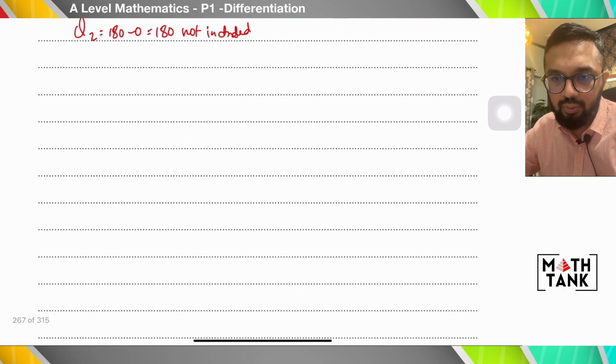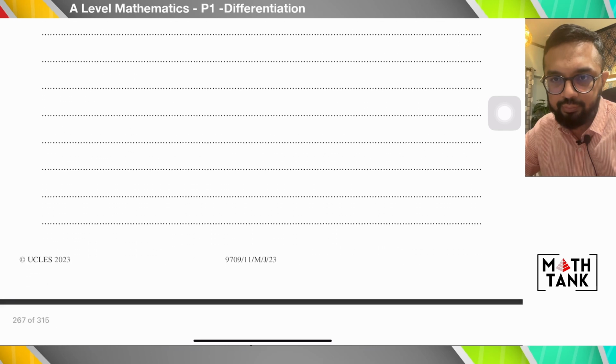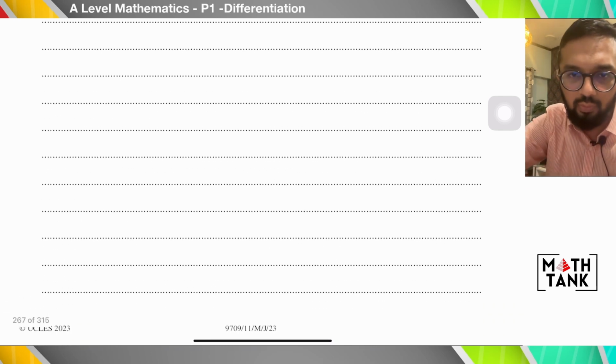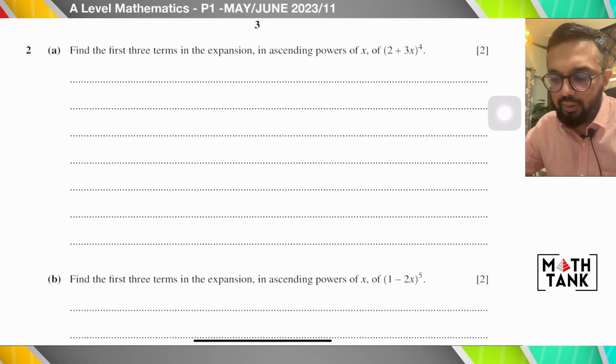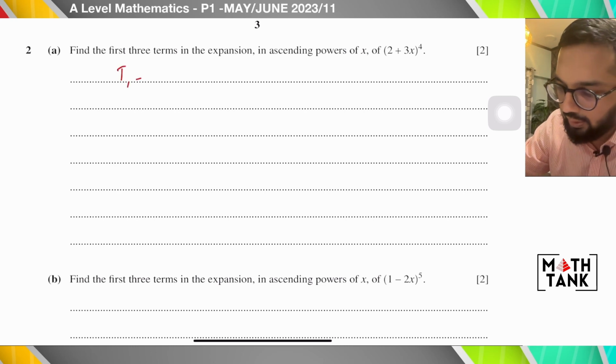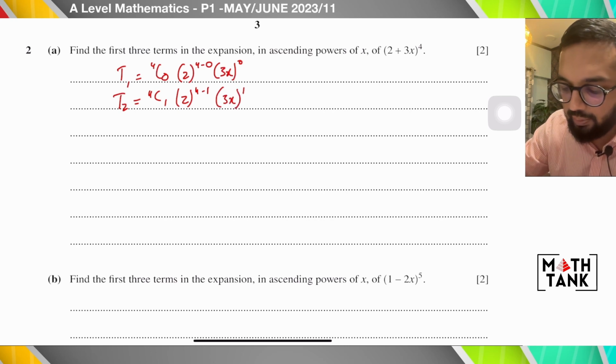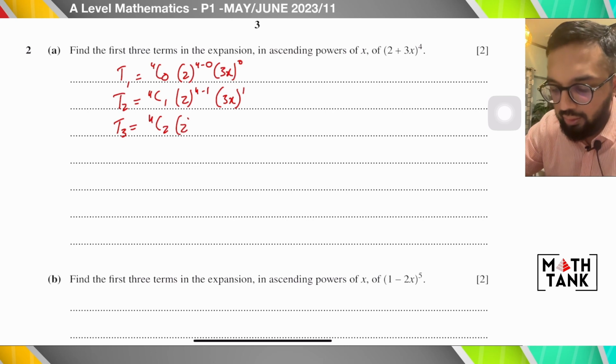Moving on to question number 2. Question number 2 says find the first 3 terms in the expansion. So I know that term number 1 is nC0 a to the power n minus 0 and b to the power 0. Term number 2 is nC1 2 to the power 4 minus 1, 3x to the power 1. Term number 3 is 4C2 2 to the power 4 minus 2 and 3x to the power 2.